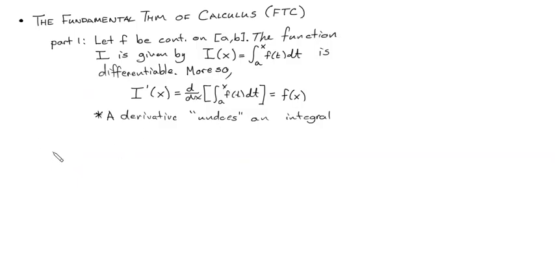Okay, but there is also a part 2. Unfortunately, part 1 has not given us a shortcut. All it says is, if you want to undo it, just take the derivative. Part 2 is our actual shortcut. Same thing. We're going to start by saying, let f be continuous on a to b, and we're going to make that a closed interval as well. Let f be continuous on the closed interval from a to b.